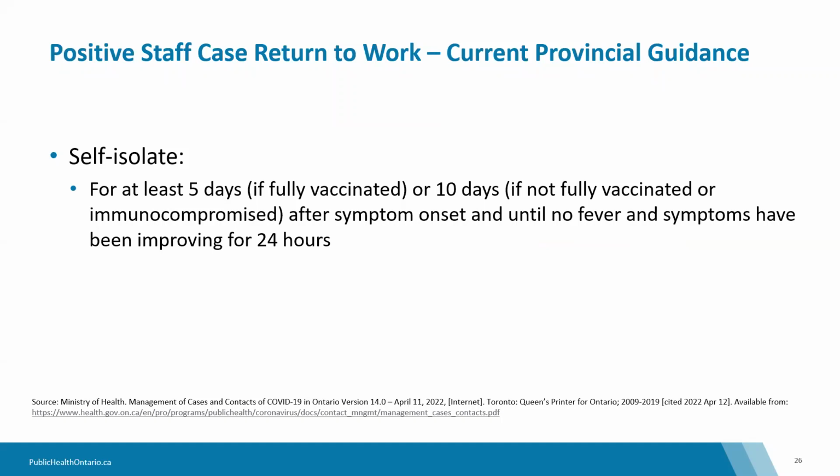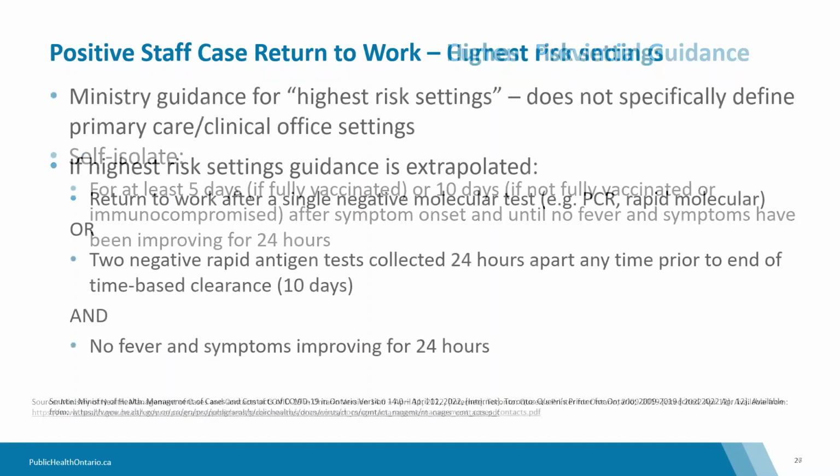The current guidance, which would be applicable for the primary care setting or the office practice setting, is that if you are positive for COVID, no matter what, you have to self-isolate for 5 days if you're fully vaccinated, or 10 days if you're not fully vaccinated or if you're immunocompromised. And that's after symptom onset, and you have to be improving for 24 hours. That's the ministry guidance that would be applicable to your settings.